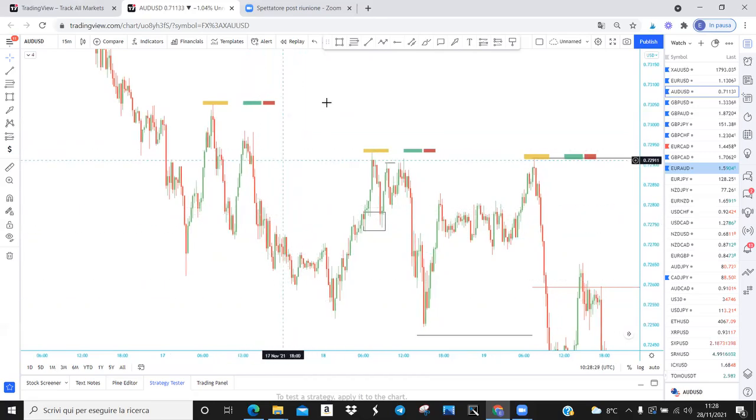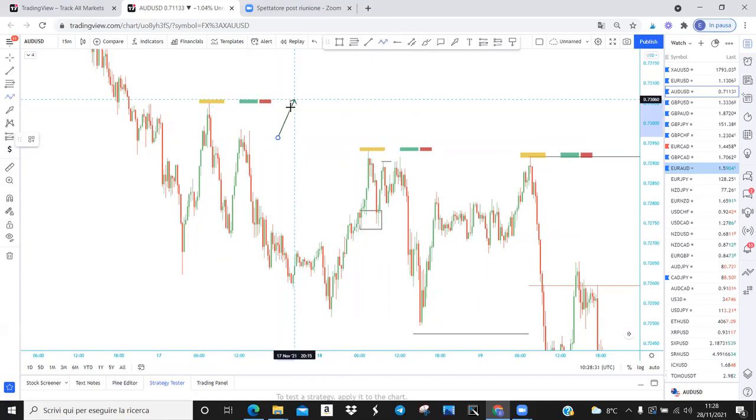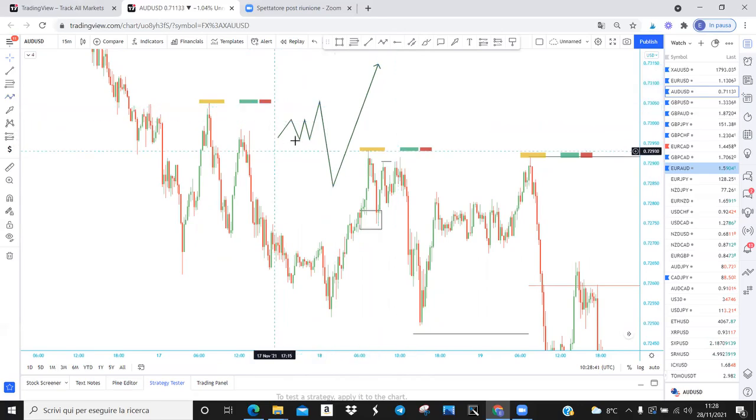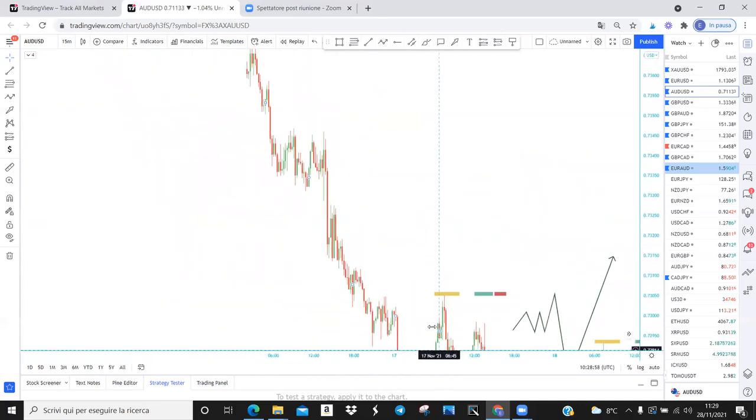Keep in mind that there are also cases where, as I showed in the beginning, we have London manipulation for then having a New York just change of direction. It's not always a London manipulation, take off direction, and then with a New York pullback to continue. It's not always like that. New York can just reverse and continue in its own direction.